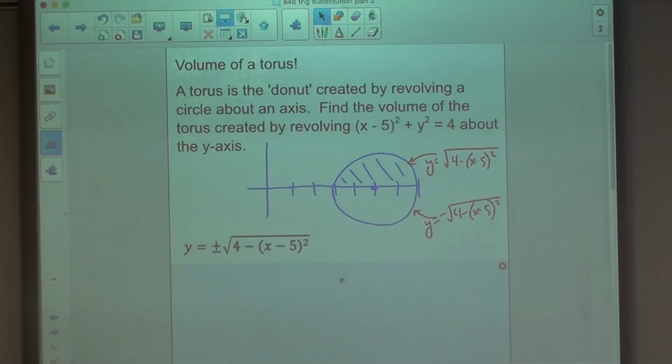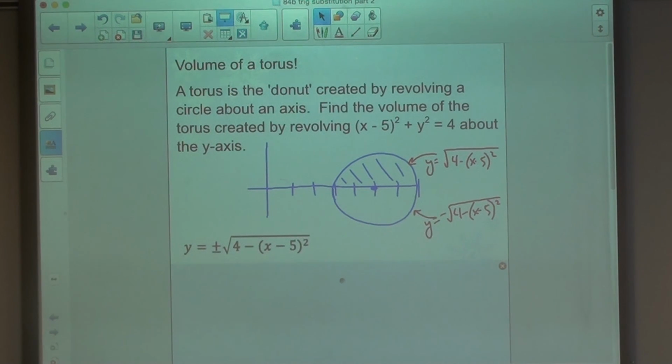And then the height is just y, right? So the height is the square root of 4 minus the quantity x minus 5 squared. Since we're revolving about the y-axis, what is the radius? Not the radius of the circle, the radius for your volume shell. The radius is just x. Yes, so it's x times the square root of 4 minus the quantity x minus 5 squared. Good.